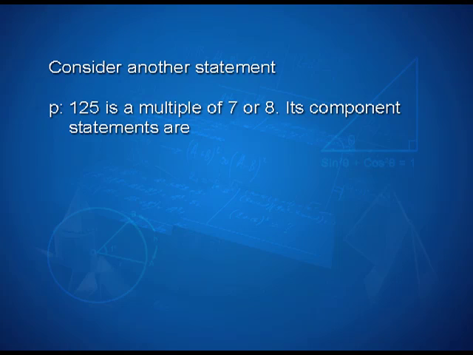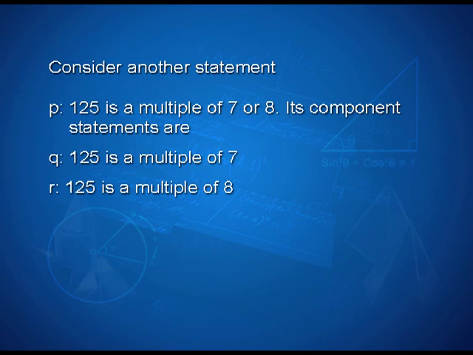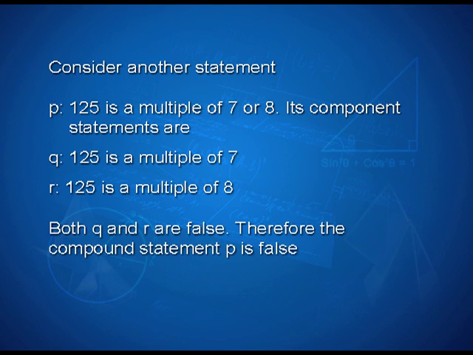Consider another statement P: 125 is a multiple of 7 or 8. Its component statements are Q, 125 is a multiple of 7, and R, 125 is a multiple of 8. Both Q and R are false. Therefore, the compound statement P is false.